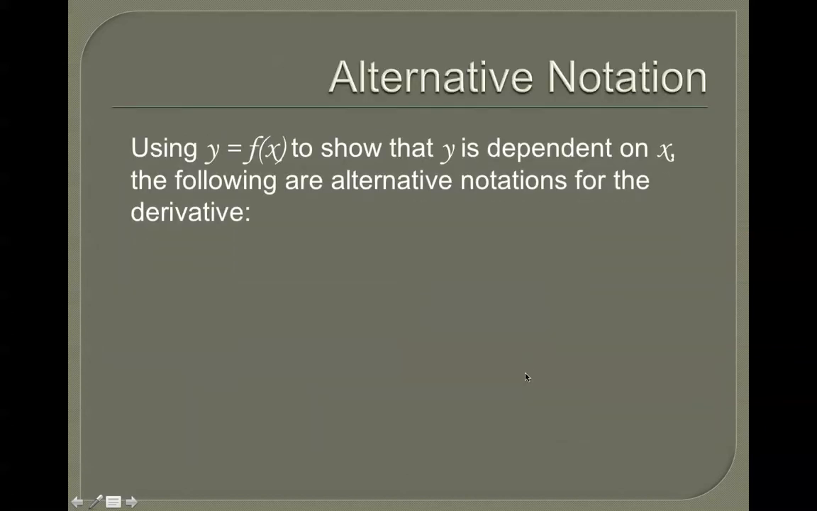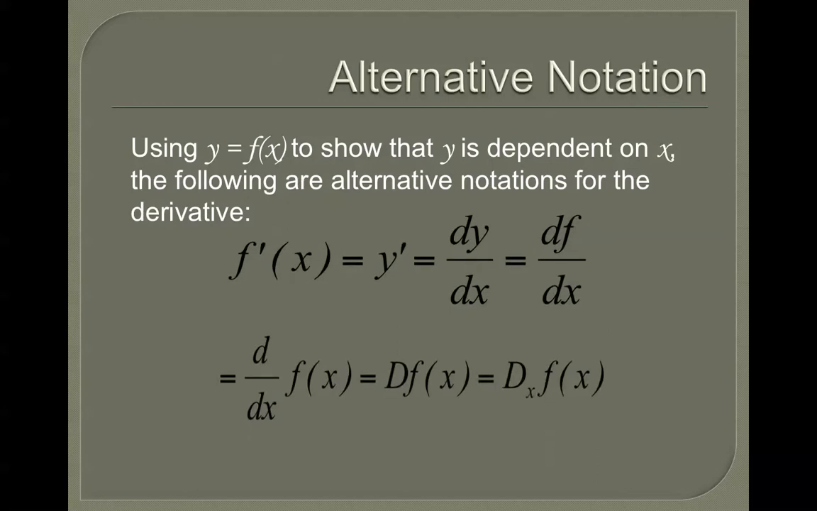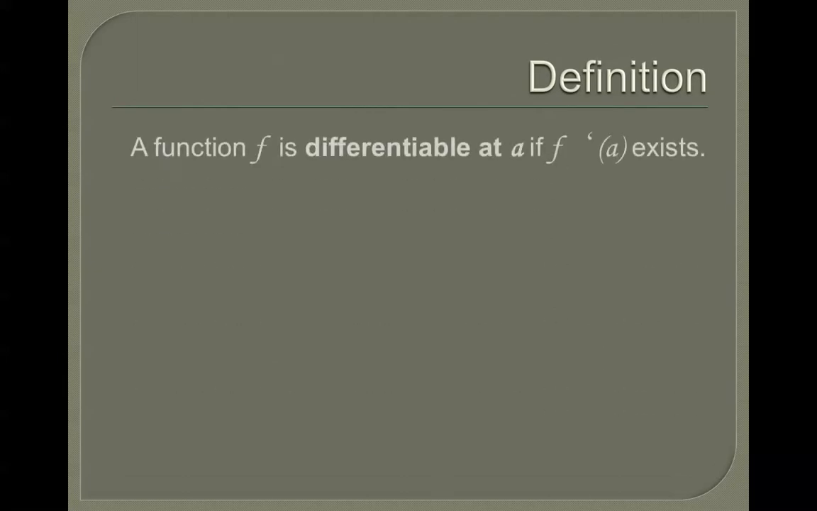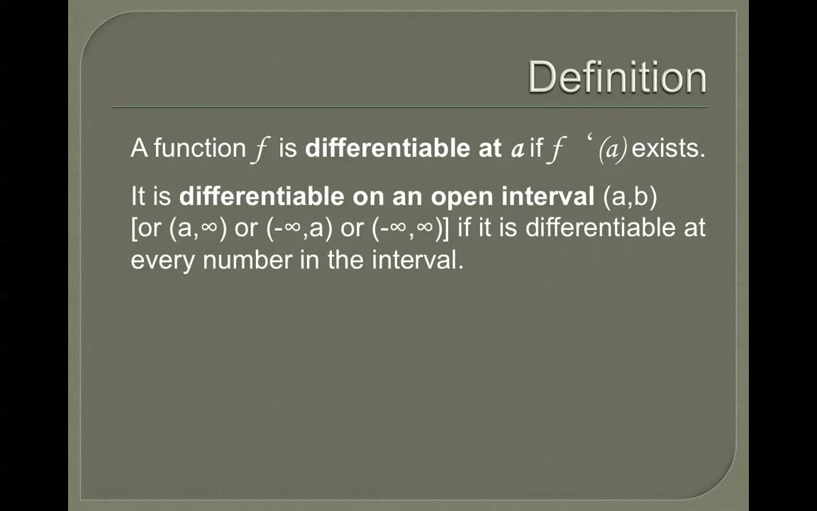Alternative notation. Using y equals f of x to show that y is dependent on x, the following are alternative notations for the derivative. A function f is differentiable at a if f prime of a exists. It is differentiable on an open interval (a, b), or (a, infinity), or (negative infinity, a), or (negative infinity, infinity), if it is differentiable at every number in the interval.